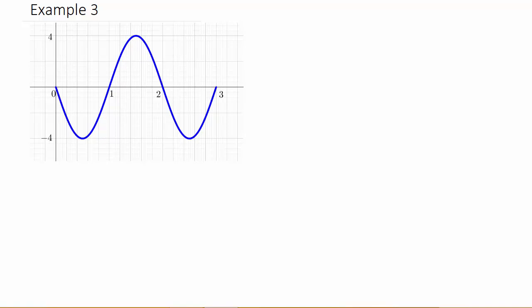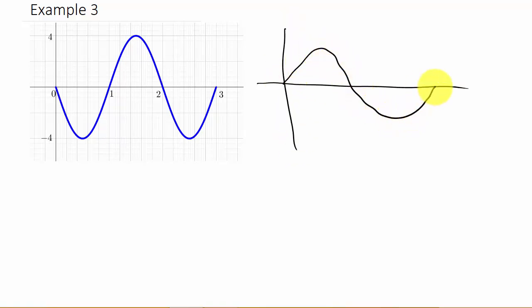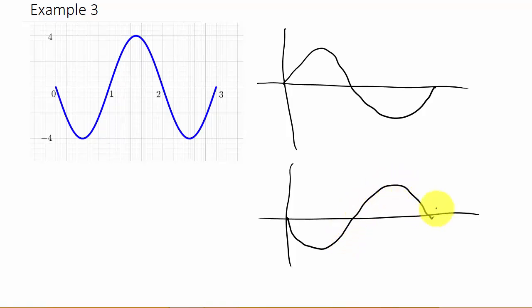Alright, so in this video we're going to look at finding the equation of a trig function given the graph. Looking at this graph, if we start at 0, we know that the graph of the sine function looks like this. Well, if you look at this graph, it looks similar to this, but it's flipped if we look at it from here to here.